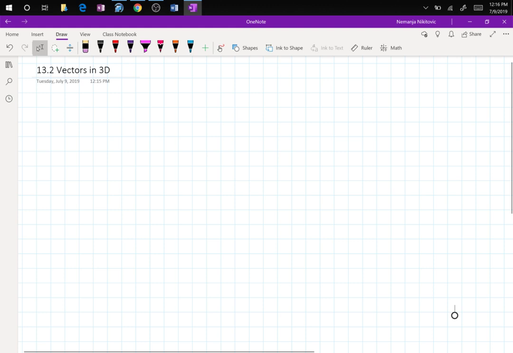Hello and welcome back to Calculus 3, section 13.2 on vectors in 3D. Pretty much everything we talked about in the last section is going to be carried over except the direction, which is not friendly in third-dimensional space.